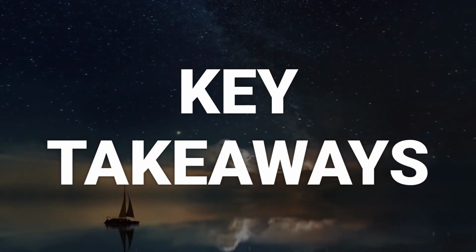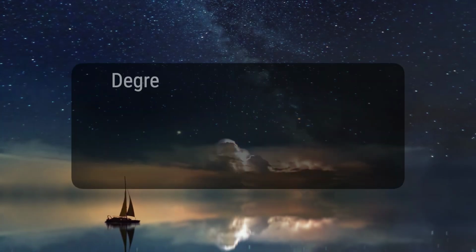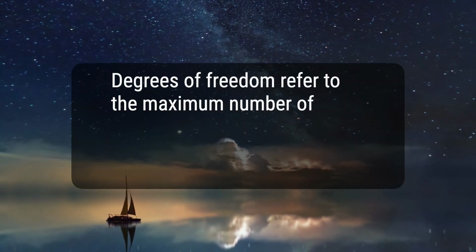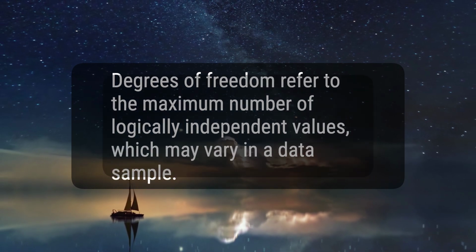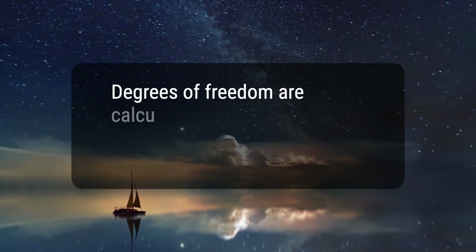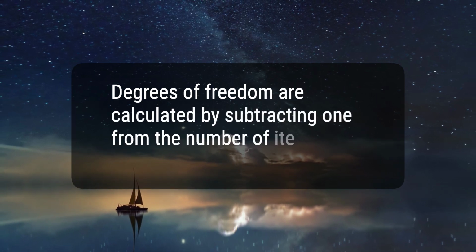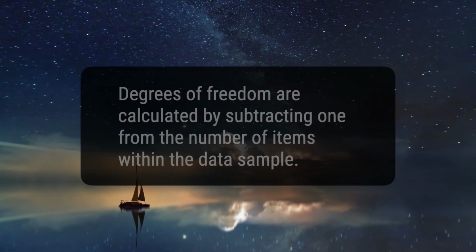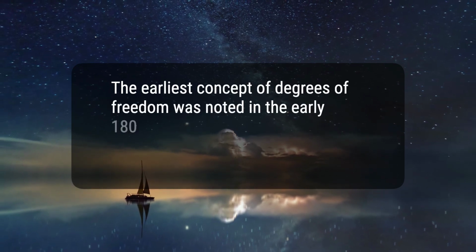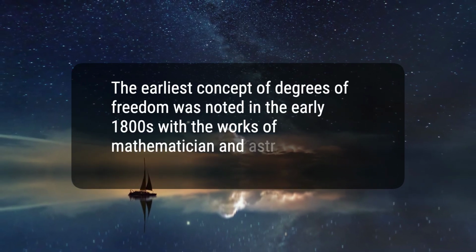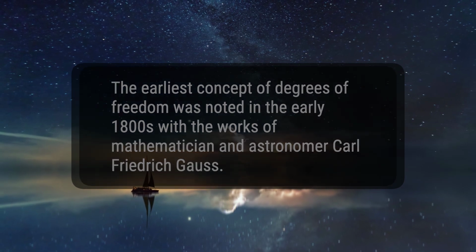Here are 5 key takeaways. 1. Degrees of freedom refer to the maximum number of logically independent values, which may vary in a data sample. 2. Degrees of freedom are calculated by subtracting 1 from the number of items within the data sample. 3. The earliest concept of degrees of freedom was noted in the early 1800s with the works of mathematician and astronomer Carl Friedrich Gauss.